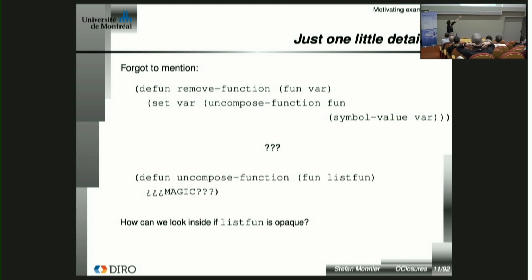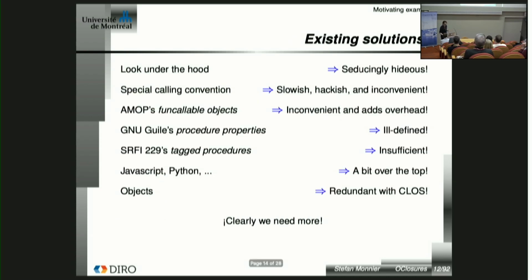You take this list fun, which internally has some kind of list structure, but all you have is a function. You don't really know what that function is. It might even not have this list-like structure. It might just be the original function. You can't tell the difference. So you would need to look inside. And functions are opaque, right? So you don't really have that option.